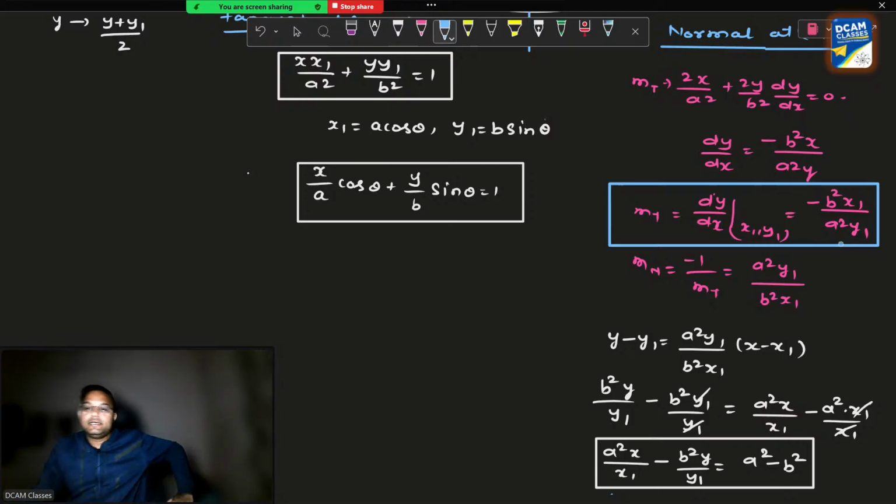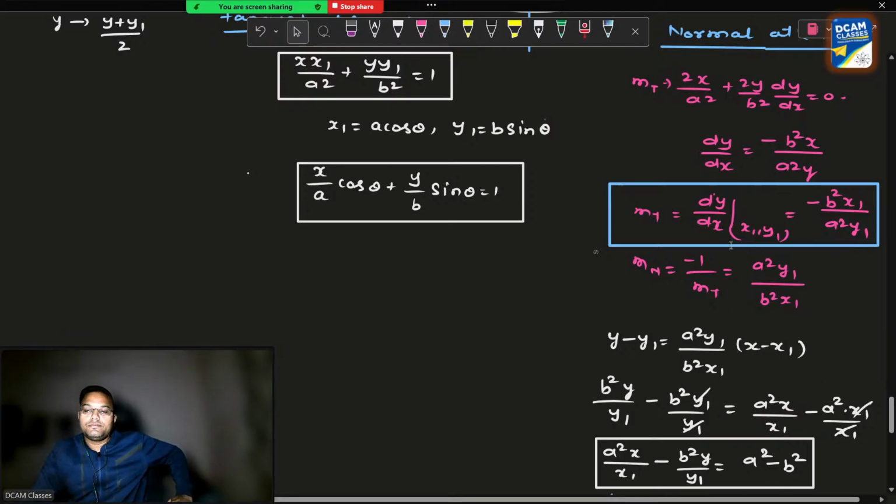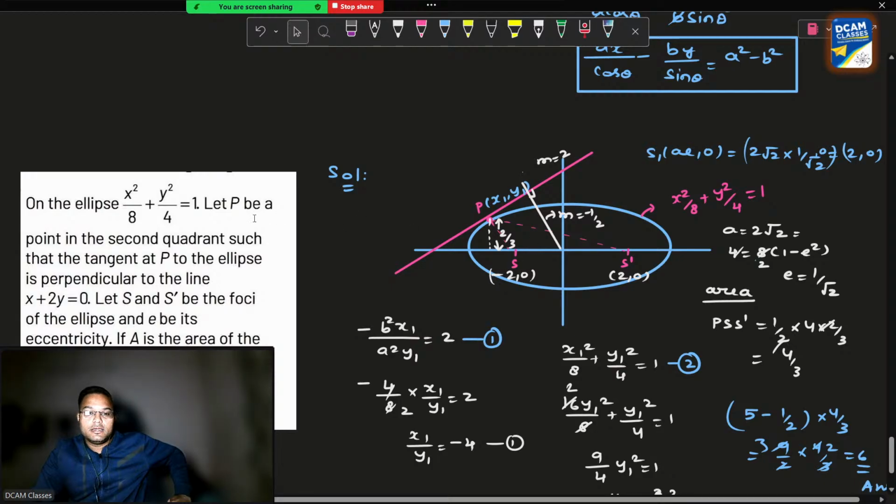So this tangent slope you have made use of it. The slope of the tangent, and how I found out the slope of the tangent here, because they have given x plus 2y is equal to 0 is normal to our tangent. The slope of this x plus 2y is equal to 0 is minus half. So then what would be the slope of this tangent? It's perpendicular, it will be 2. The product of the slopes is minus 1.